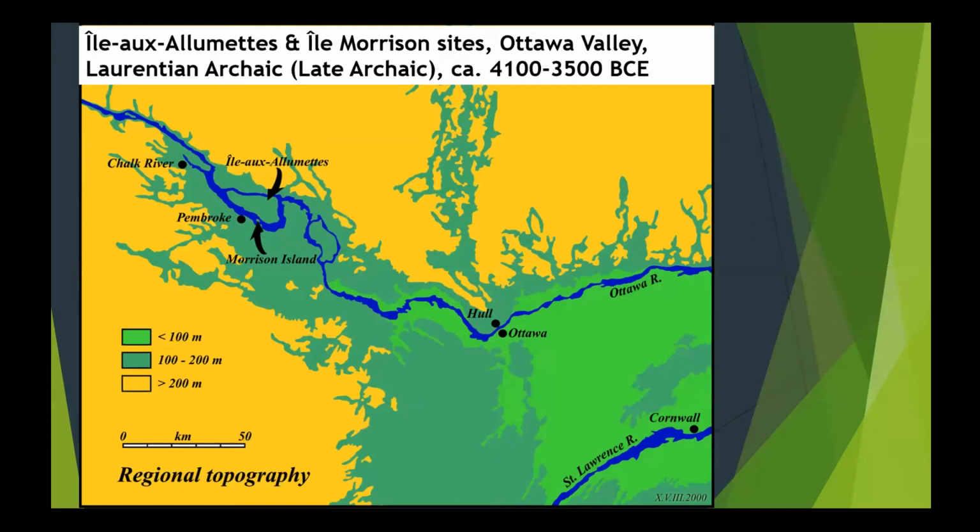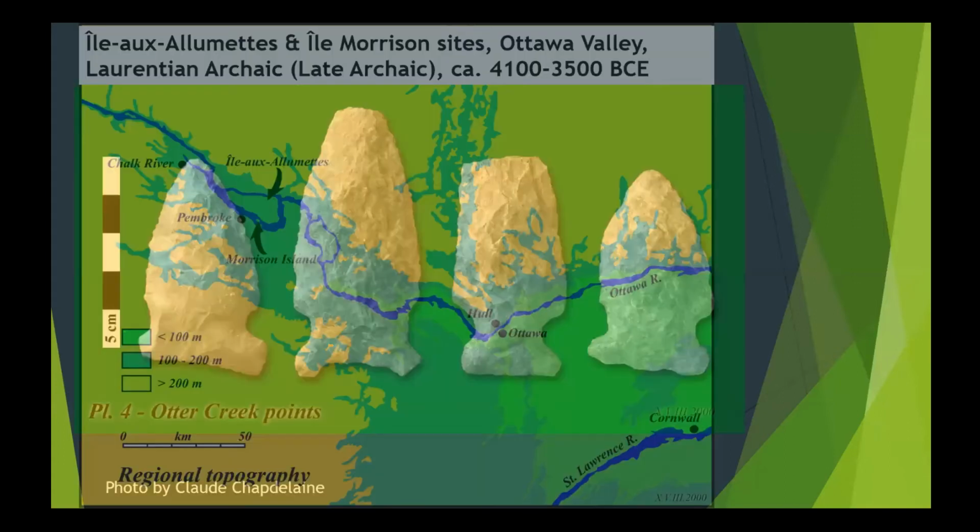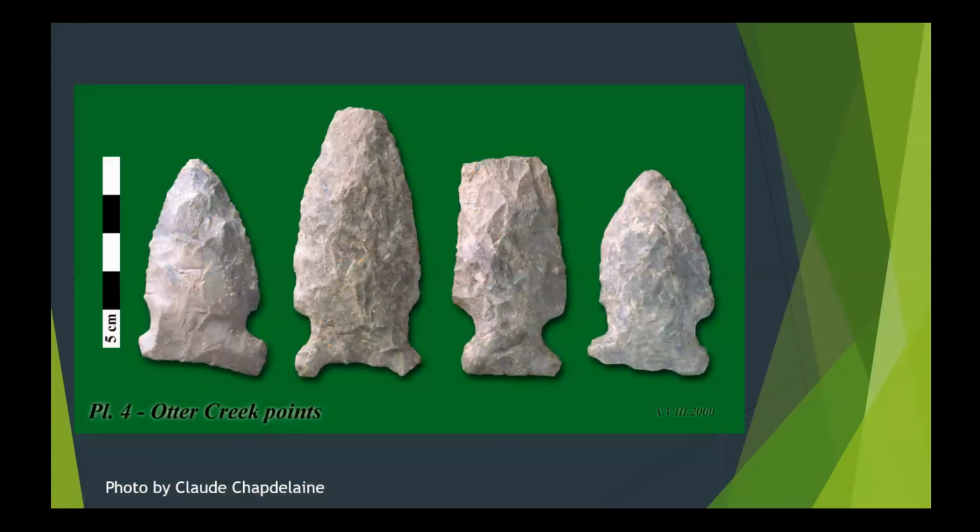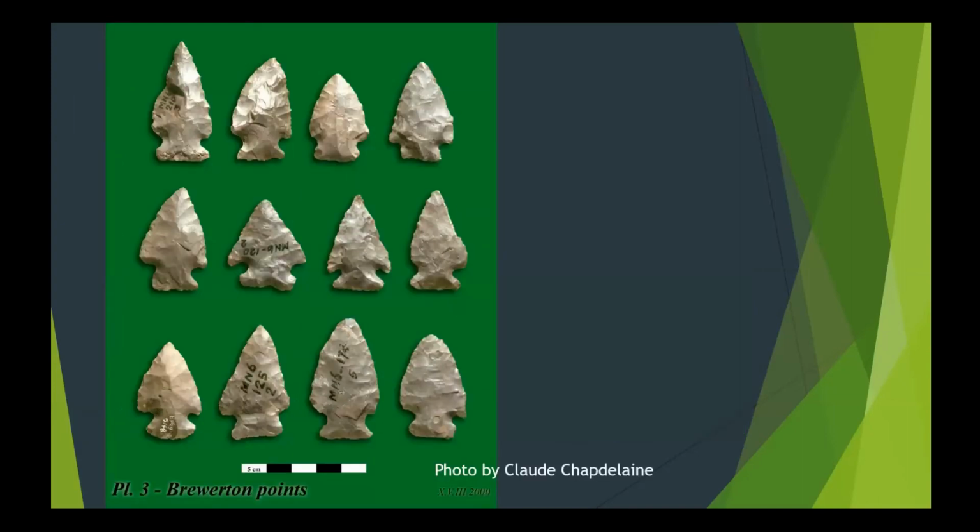And again, what's interesting about Allumette and Morrison is that they are amazing sites because they're so big and they have everything that you'd ever want and a lot of them. So not only do you have Otter Creek points, but you have 20 Otter Creek points. Not only do you have Brewerton points, but you have all kinds of Brewerton points, the ones that look exactly like out of Ritchie's book and other ones that don't look quite as good. So these are amazing sites that are, like I said, very rich.